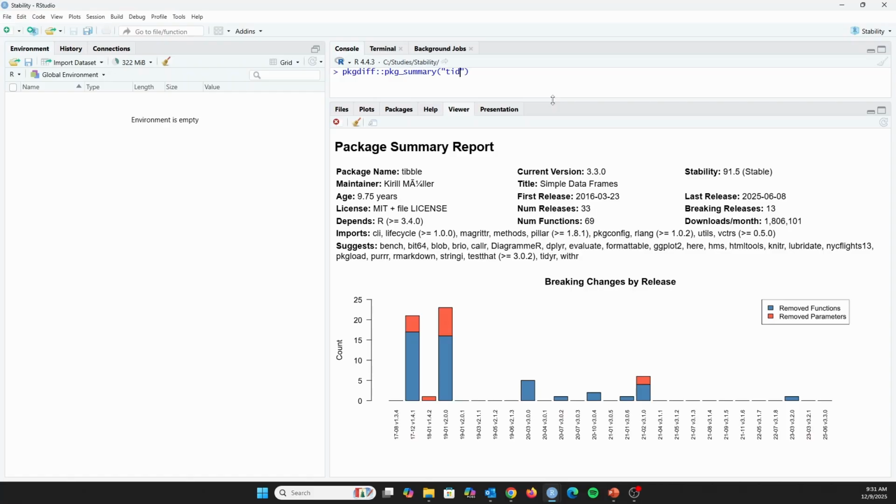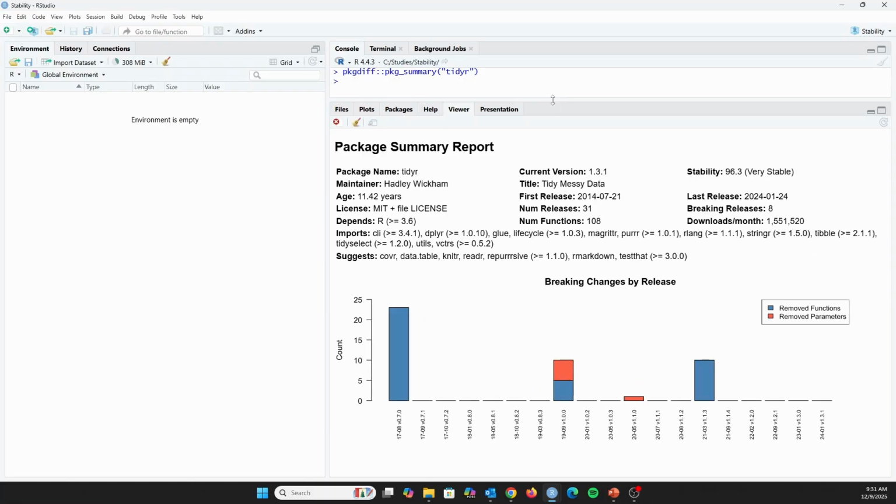This is Tidyr. This is another very popular package. You may not be aware of it. The functions in this package, many people think they're from the dplyr package. This includes the pivot wider and pivot longer functions, plus nest and a few other interesting functions. This is a very stable package according to this report, and it's only had 8 breaking releases out of 31.